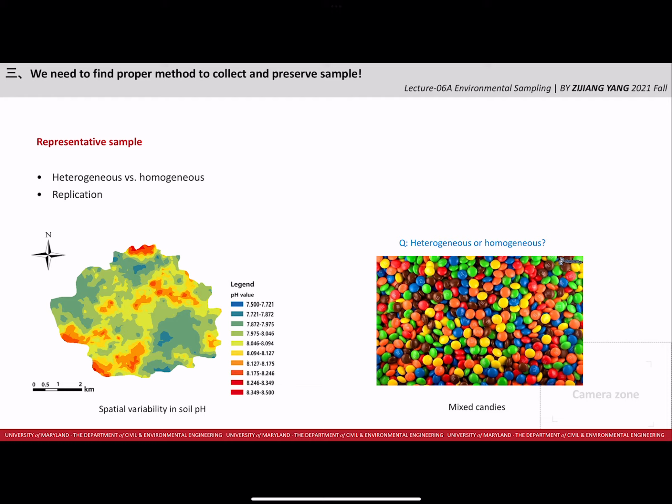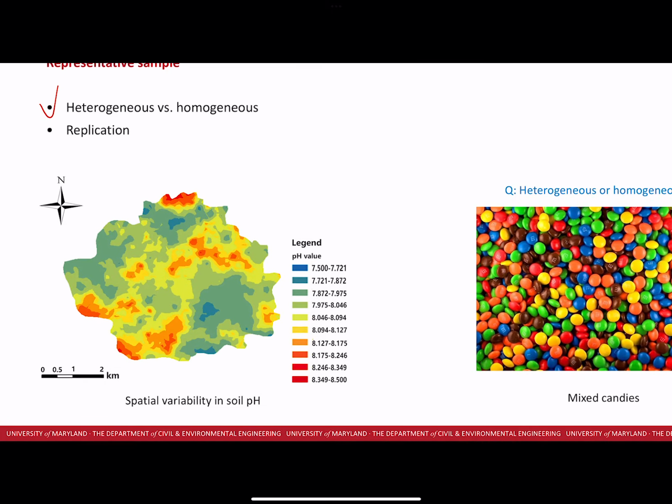The next thing to take a sample is to take representative samples. And the most important thing we need to consider is heterogeneous and homogeneous. And here shows the pH value in the soil. We can see that if we are here or we are here, the pH is quite different. So on this side, the pH is heterogeneous. So in this situation, we need to have a good plan to take representative samples on this heterogeneous site.